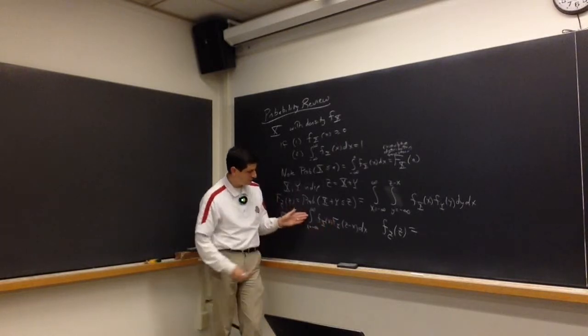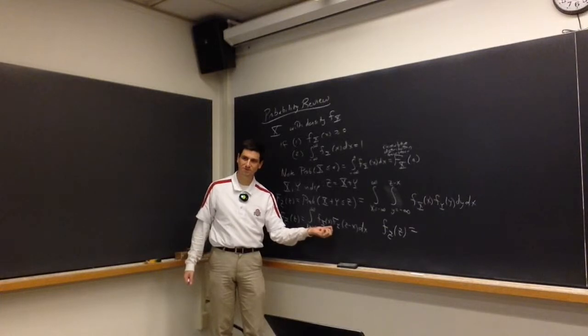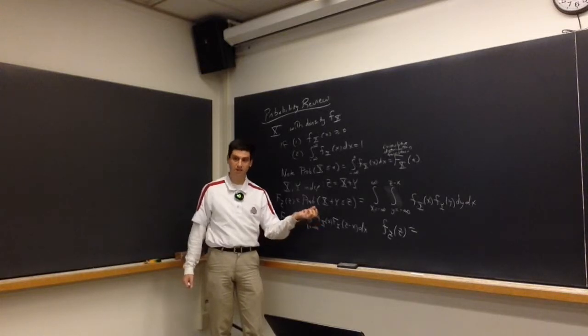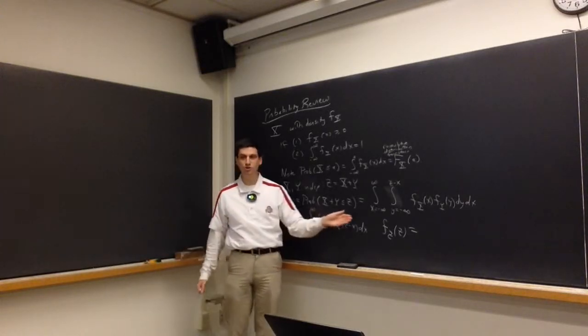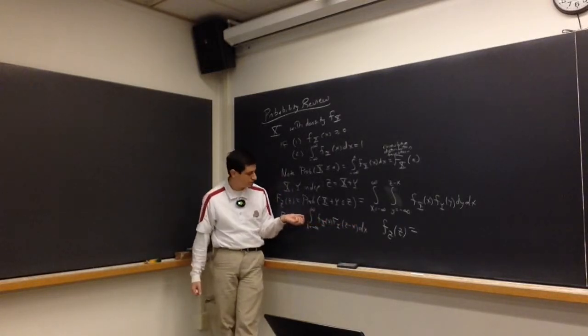I have d by dz of this expression. I have the derivative of the integral. So the derivative of the integral is the integral of the derivative. I want to pass the differentiation through the integration. This is where you need results from real analysis. How can I justify passing the derivative through the integral?